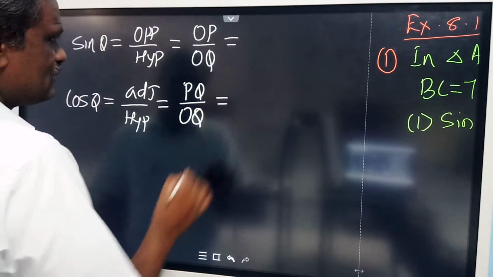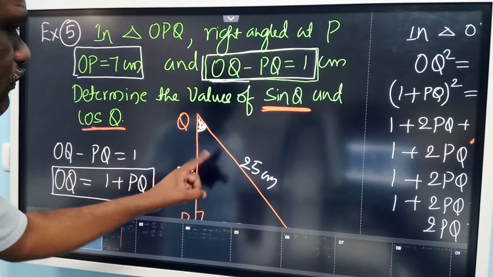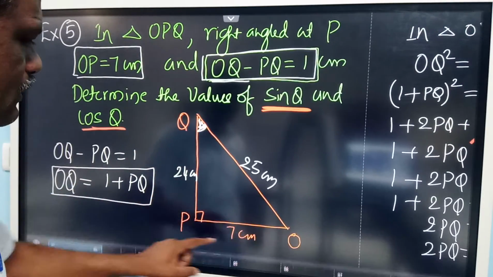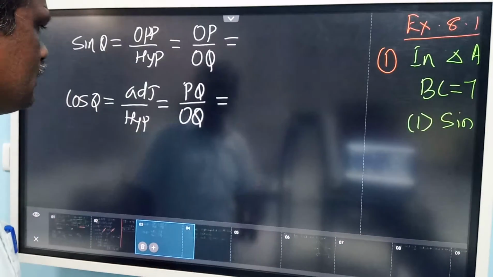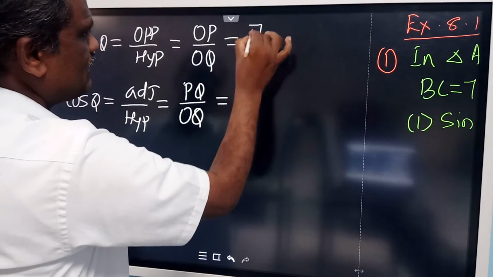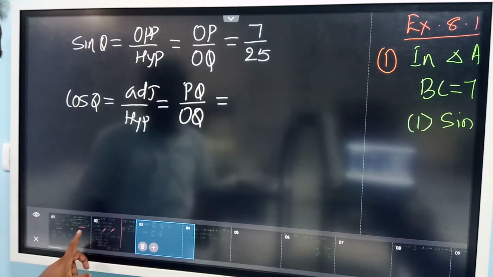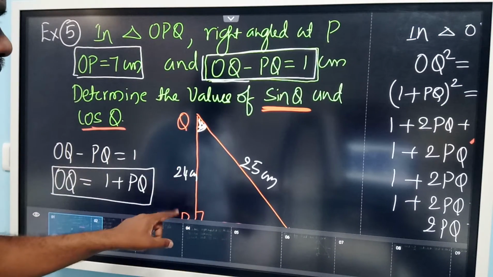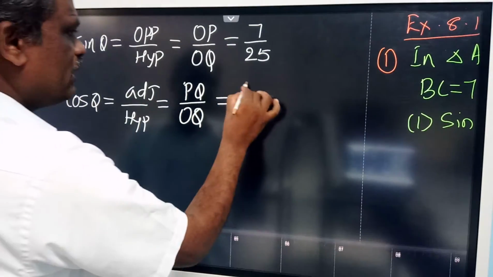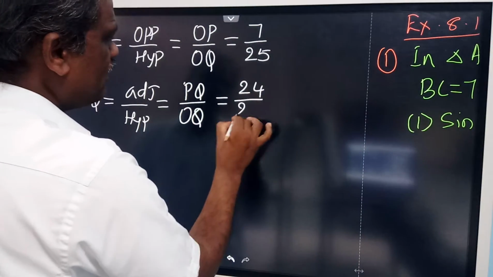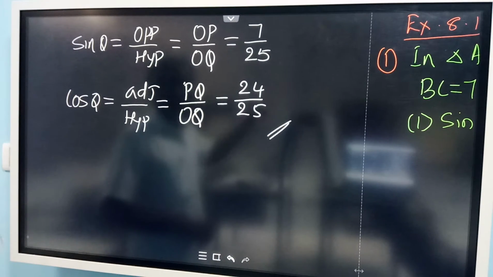So substitute the values. Sin Q is OP by OQ. Look at the diagram and write the values. OP is 7, OQ is 25, so 7 by 25. For cos Q, PQ is 24 and OQ is 25, so you can write 24 by 25. So this is the value of sin Q and cos Q.